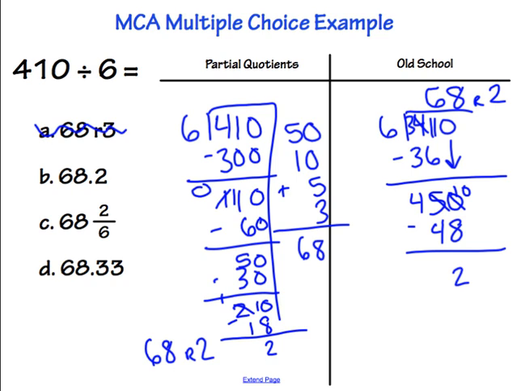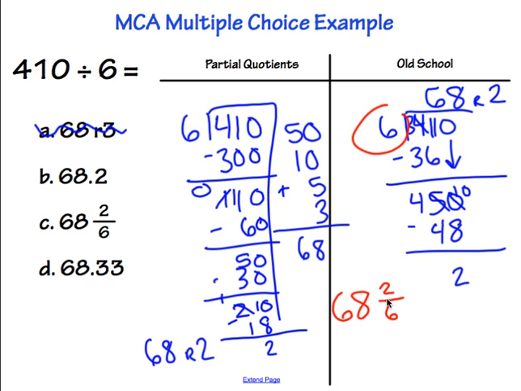So what we're going to do now is we're going to change our remainder into the 2 other ways that it can be written and see if those choices are here. So let's start with how to write it as a fraction. As a fraction, we have 68 with the remainder being our numerator, and the denominator is our divisor. So 68 and 2/6. Right away we see that answer.